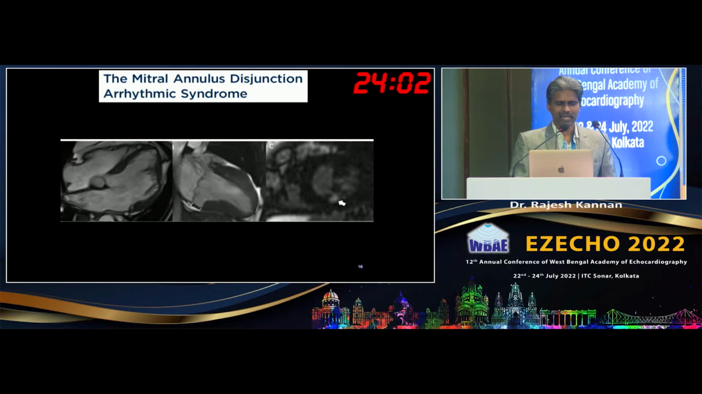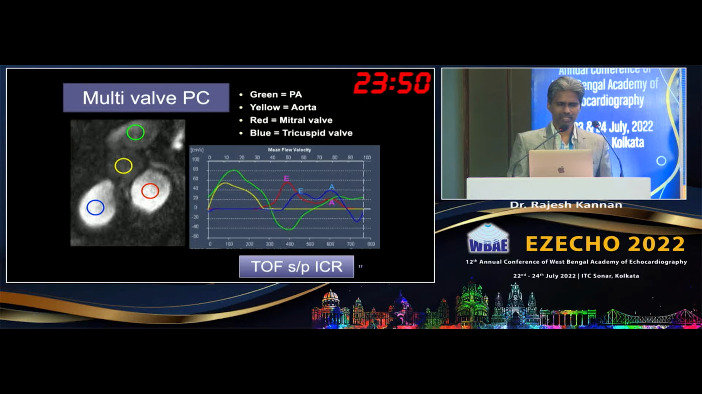Here we can quantify the length of the mitral annular disjunction. Not only that, we can also assess the myocardial scar, which is the arrhythmogenic substrate. Another added advantage of MR is we can simultaneously do a phase contrast flow study at multiple levels. We can assess both the mitral valve and tricuspid valve, and also look at what is happening in the aorta and the main pulmonary artery.